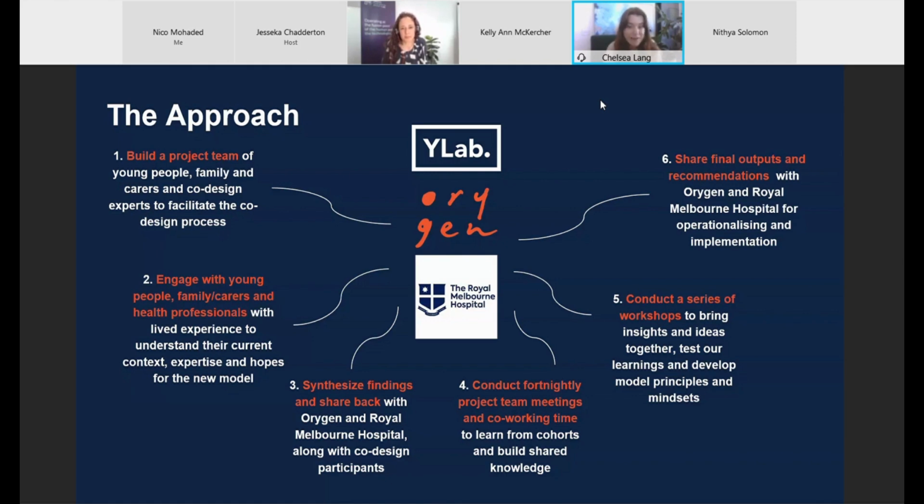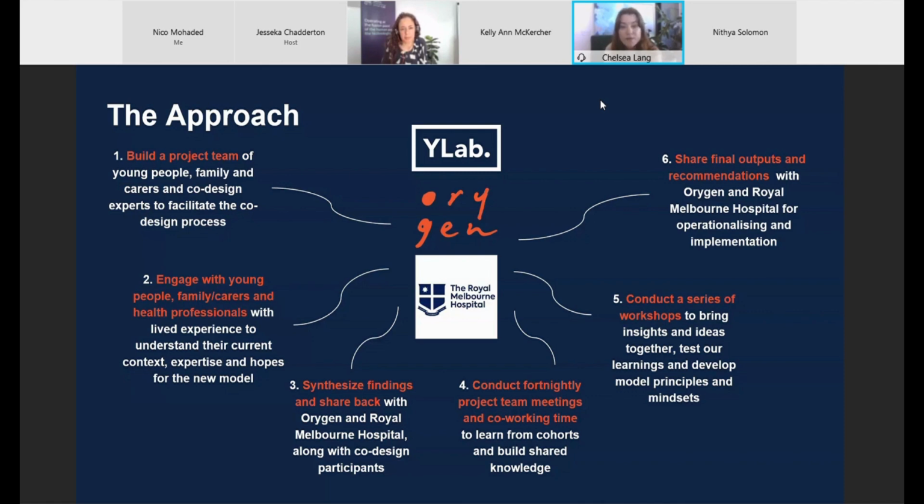So we came on board, and you can see there that we also asked our friends at the Australian Centre for Social Innovation to come on board to co-design key elements of this model for care that was going to be implemented by Orygen. So our approach is as follows, and you can see it on the screen. We employed a team of 5 young people who have lived experience of accessing acute mental health services to lead this work, along with family and carers, health professionals, and of course, people with co-design expertise to support the process.